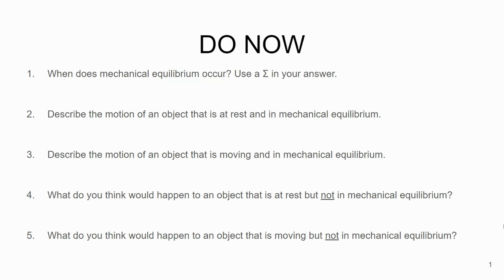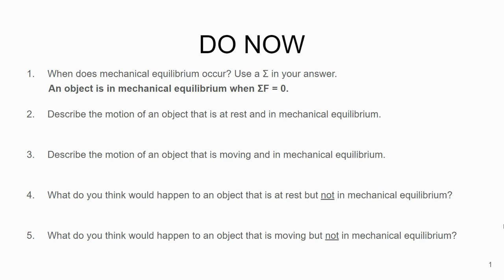So, do now questions. When does mechanical equilibrium occur? Use a sigma in your answer. So, remembering back to Chapters 2 and 3, mechanical equilibrium occurs when sigma F equals 0, when the sum of the forces on an object equals 0.